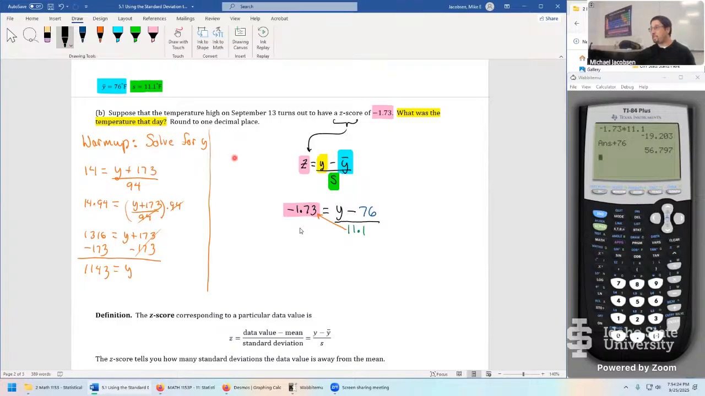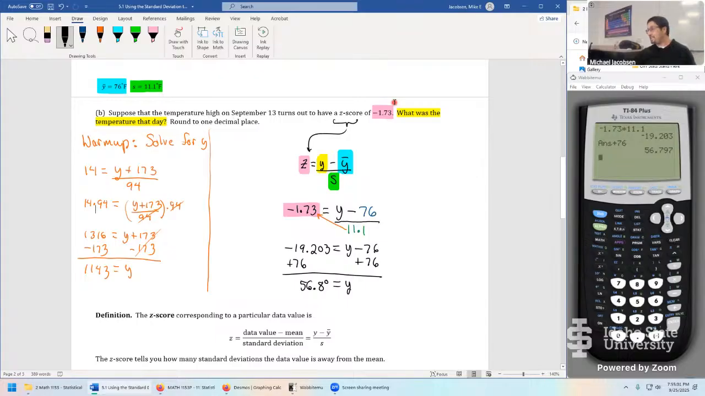Negative 19.203 is the next thing you'd write down, equals y minus 76. Then just add 76 to both sides. We now have our value for y. It's 56, let's see, to 1 decimal place. This rounds up to 56.8 degrees Fahrenheit. That'd be pretty chilly for a high. 56.8 degrees. But notice it still would be considered not that unusual.